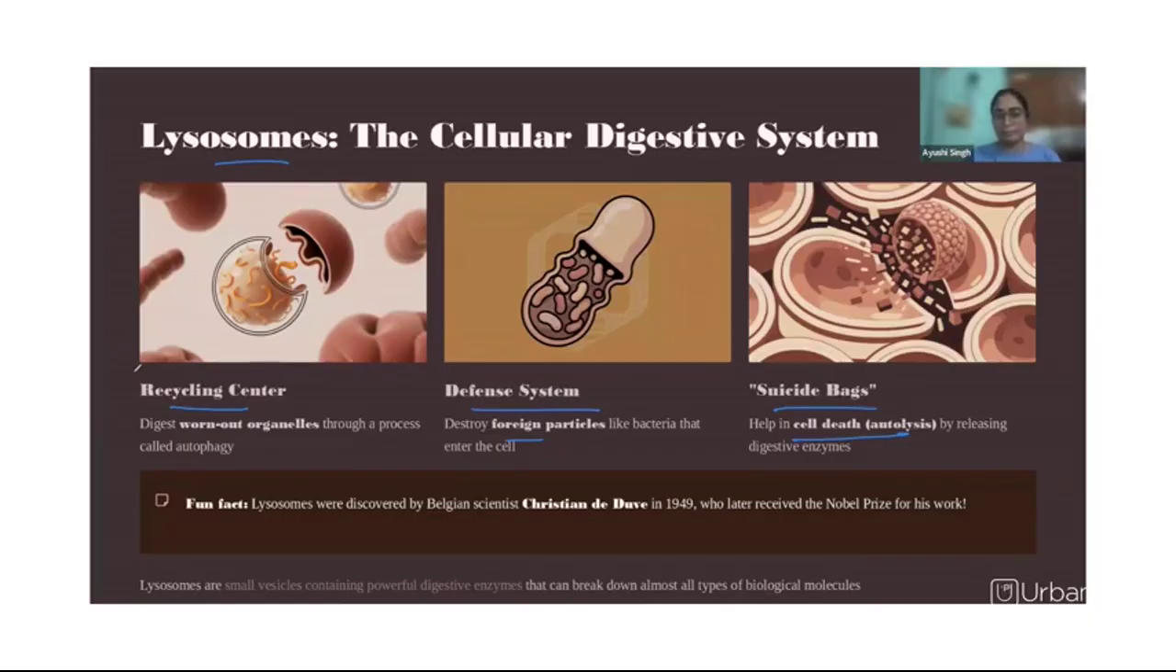I mean the cell. Okay, so lysosomes were discovered by the Belgian scientist Christian de Duve in 1949. Later, he got the Nobel Prize. Okay, so you can remember this. Now, this is the whole summary.